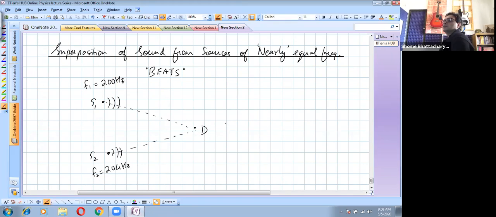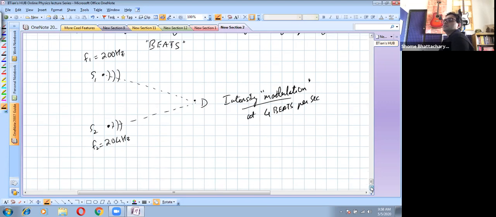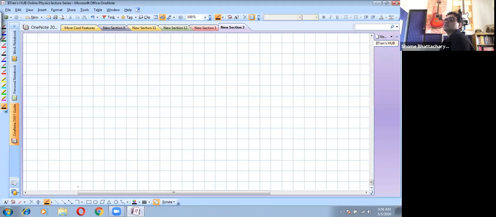He will hear intensity modulation, what we call. That is, the intensity modulates between loud and soft at 4 beats per second. So what will happen here is the sound coming from source S1 and the sound coming from source S2 individually. Suppose they are like this.